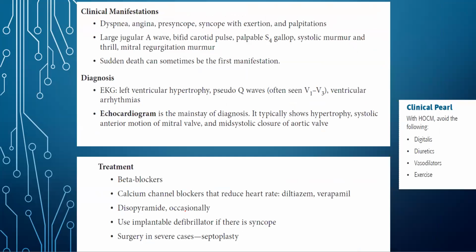Clinical manifestation is similar to diastolic heart failure. Apart from that, you can also get bifid carotid pulse, S4 gallop rhythm, systolic murmur, as well as a mitral regurgitation murmur. More common is this systolic murmur. And you can get a large jugular A-wave. It's not very important, but just remember bifid carotid pulse and systolic and mitral murmur.